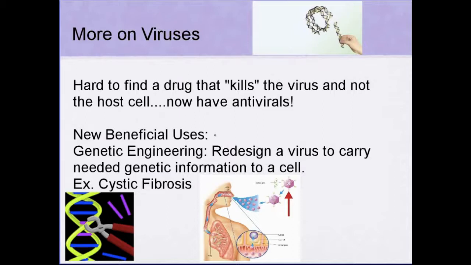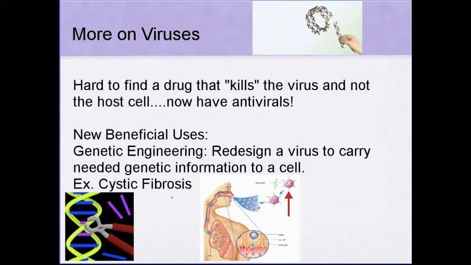A new beneficial use is genetic engineering. Scientists have started using viruses to help them. Basically what they do is they take the genetic material out of a virus, the harmful part of the genetic material. They put in a useful genetic material, and then they inject that into a person, and then because that virus is specific, it will inject the genetic material into the cells that need it.